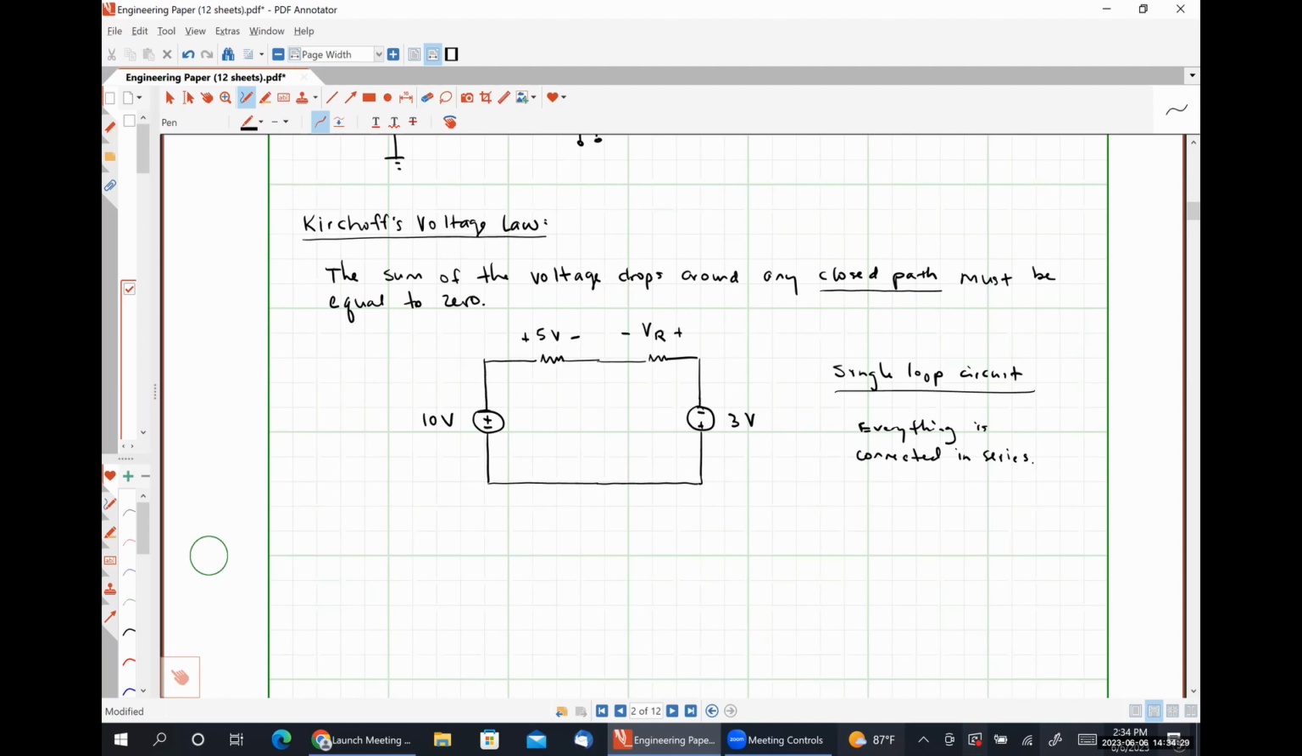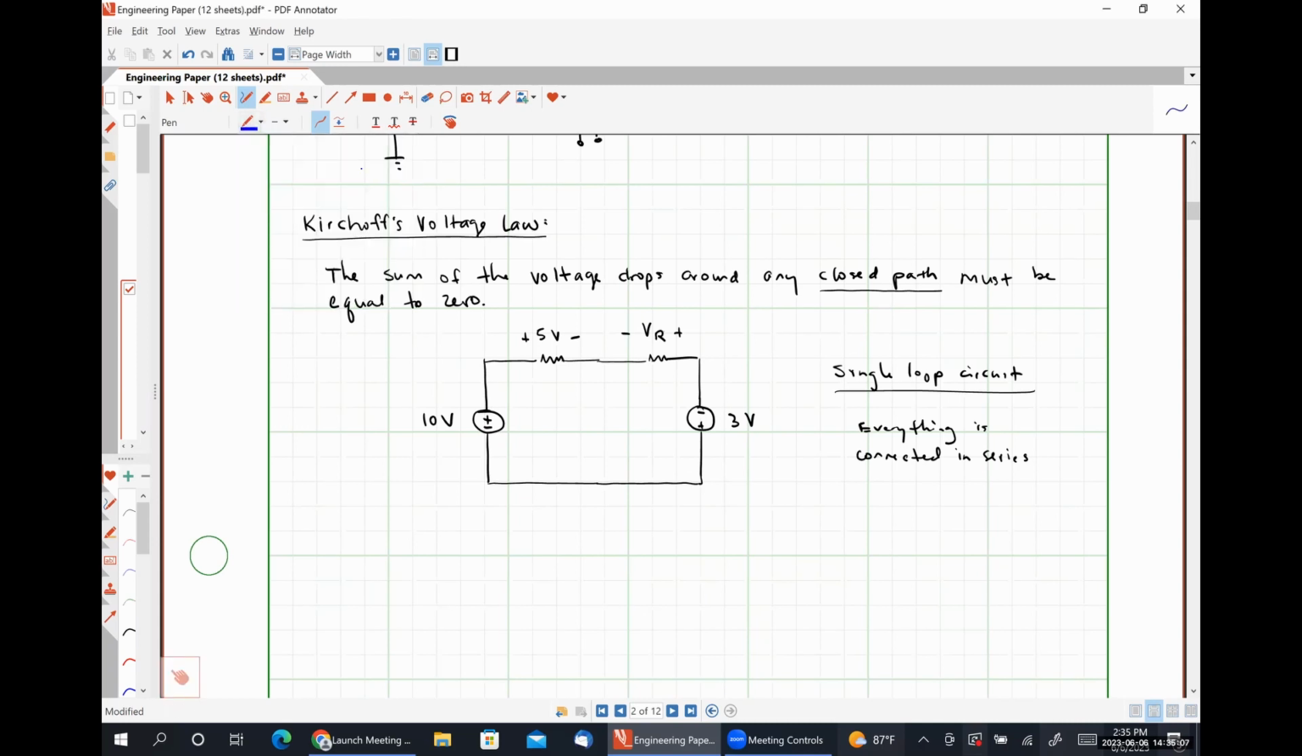The first thing that I do is arbitrarily pick a direction for the current. It really isn't a current, it's not necessary that a current is flowing. I'm just trying to decide which direction around the path I'm going to write my equation. For this particular circuit, we could choose to go clockwise or counterclockwise around this path. Anybody have a particular preference? I like clockwise. Clockwise, okay. Chat says clockwise as well.